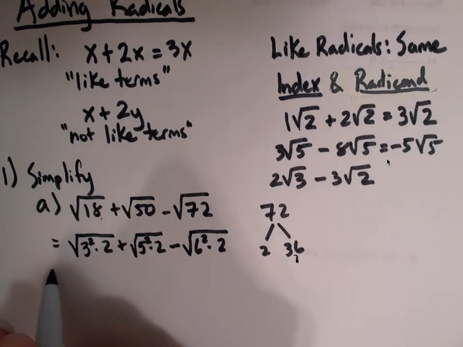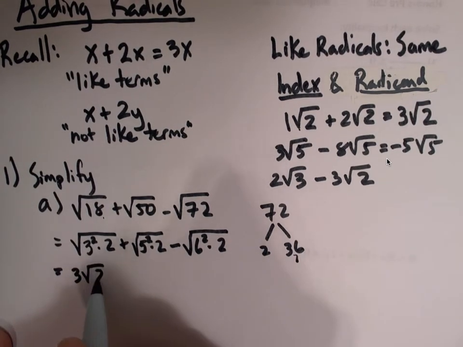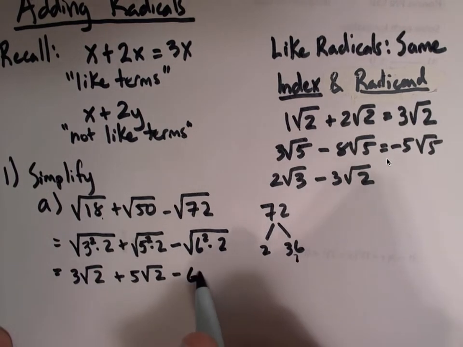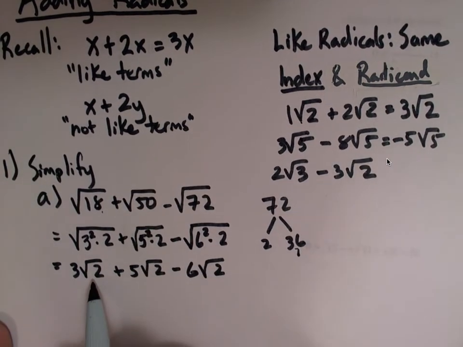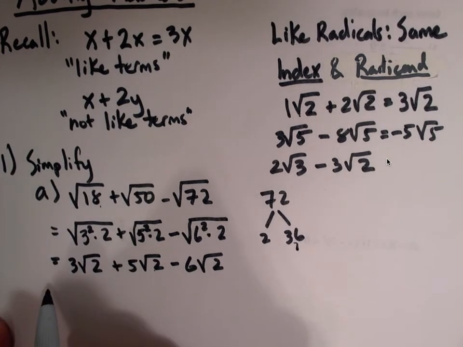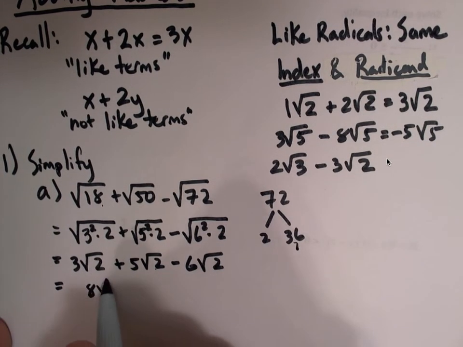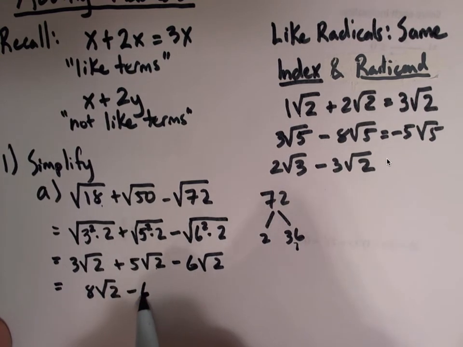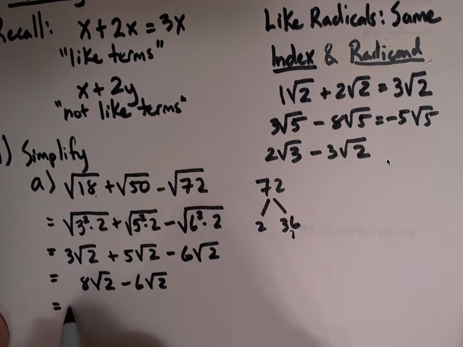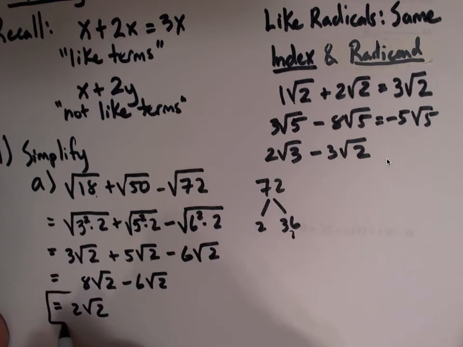Okay, so I could take each one out, so I'm left with 3 root 2 plus 5 root 2, because I take those out, minus 6 root 2. And now, look, I do have like radicals. I can add them up. I've got 3 root 2 plus 5 root 2. That's going to be 8 root 2 minus 6 root 2. So 8 root 2 minus 6 root 2 is just going to be 2 root 2.